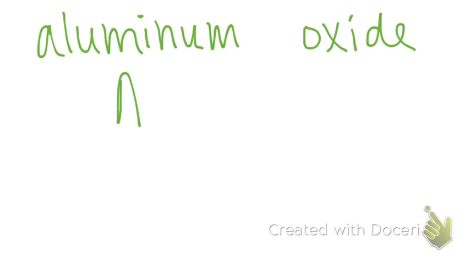Okay. Aluminum is Al. It has a charge of +3. Oxide, remember, it's just like oxygen. You find it in the same spot. All the elements are located in exactly the same spot. And oxide has a charge of -2.